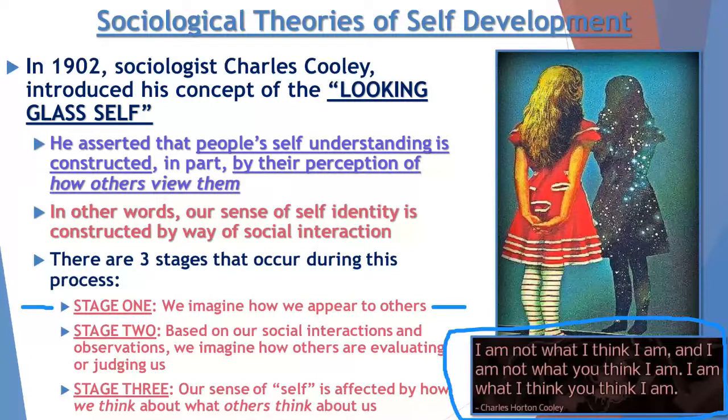We imagine how we're going to appear to others. So as we're posting it, we're thinking, oh, I look so good in this picture. It shows my cool room or my cool house and my art and my pets and all the things that I love. And everyone is going to think this picture is awesome and that I am so interesting, right? Then we get to stage 2. Based on our social interactions and observations, we imagine how others are evaluating or judging us.